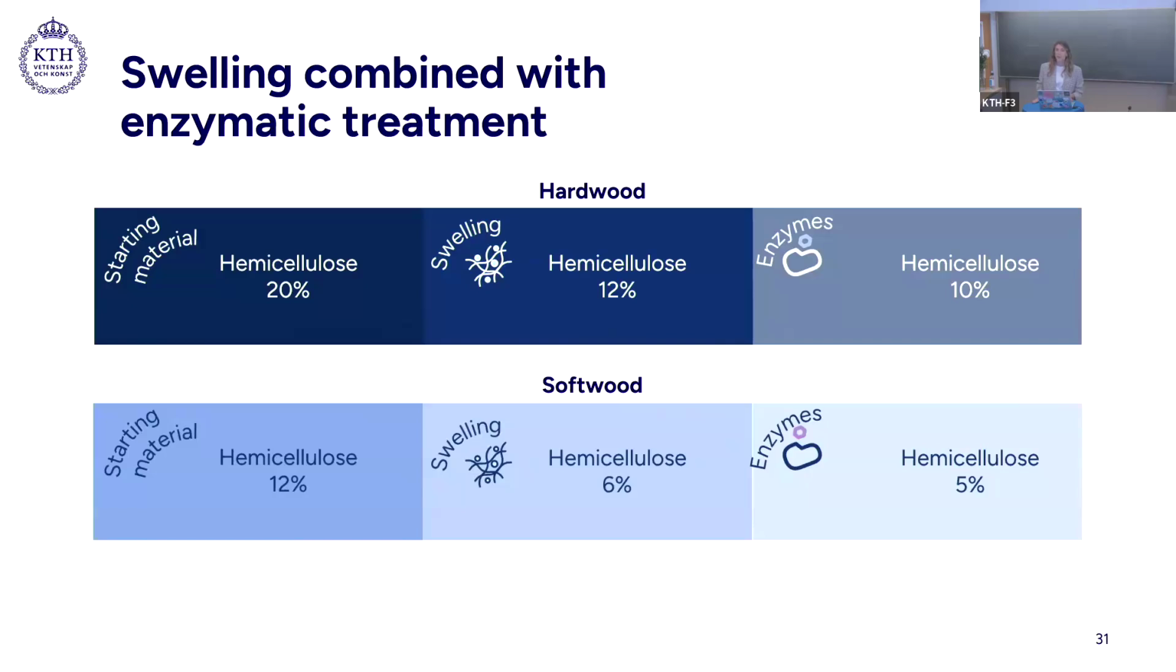Looking at the results, we could see that for hardwood, if we start with 20% hemicelluloses, we could drop it down to 12%. And if we further push and try to purify with the enzyme, we get it down to approximately 10% hemicellulose. And for softwood, we saw the same trends. So we start with 12%, and then we reduce it to half, 6, and then we can further push it down one more percent.